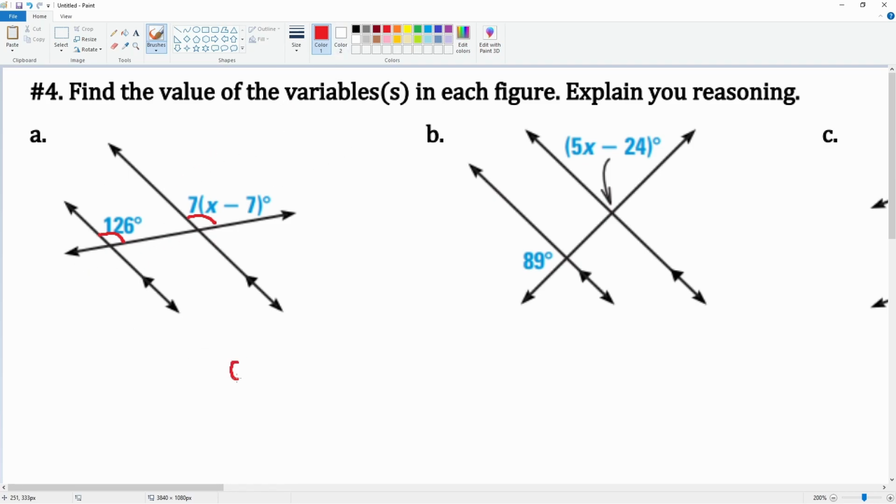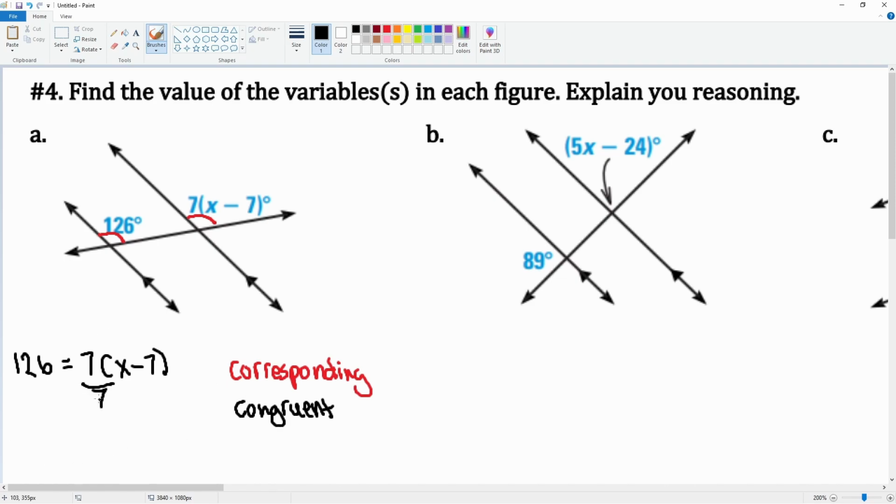So here you can say that they're corresponding. Because they're corresponding, we can say that their angles are congruent. Okay, the angles are congruent. That allows us to set up an equation of 126 is equal to 7(x - 7), because again, they're corresponding, the angles are congruent.